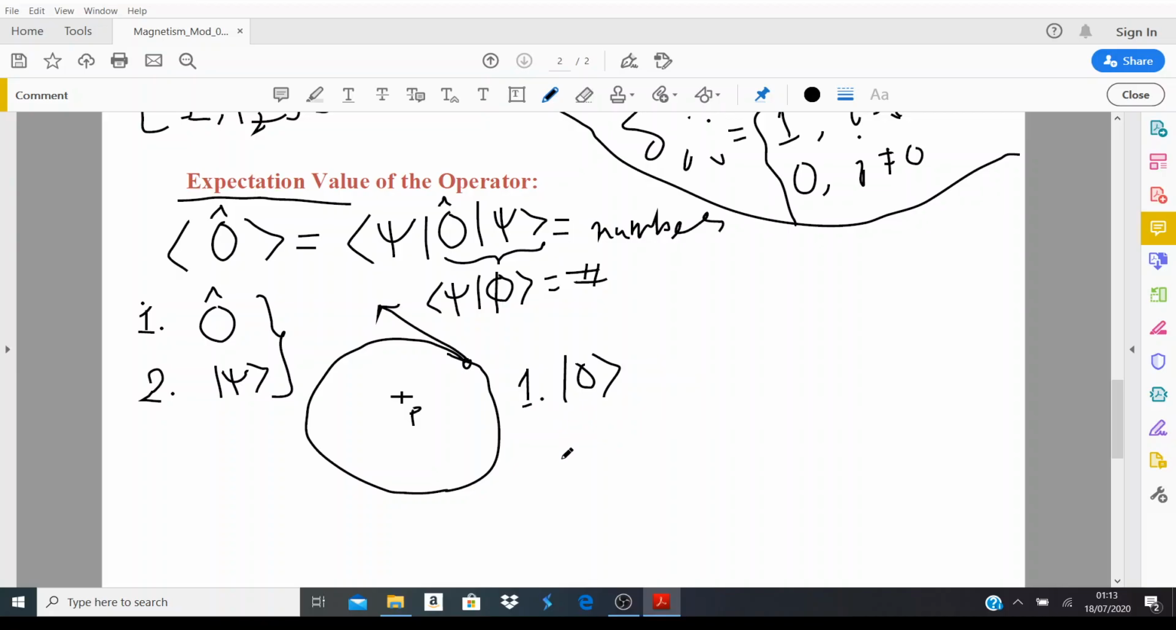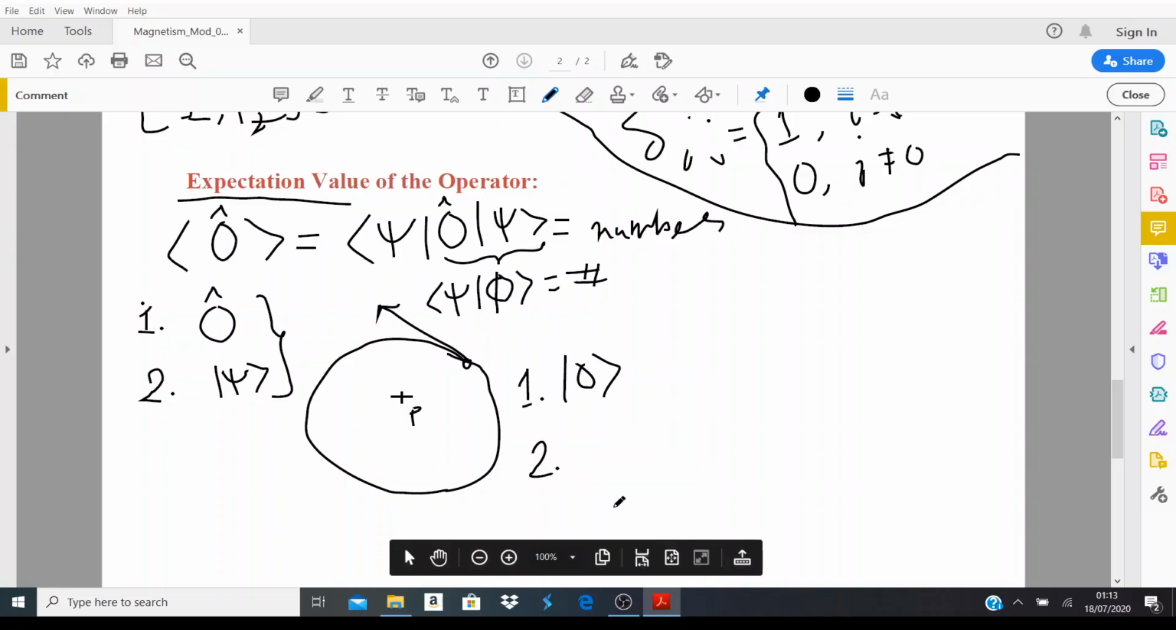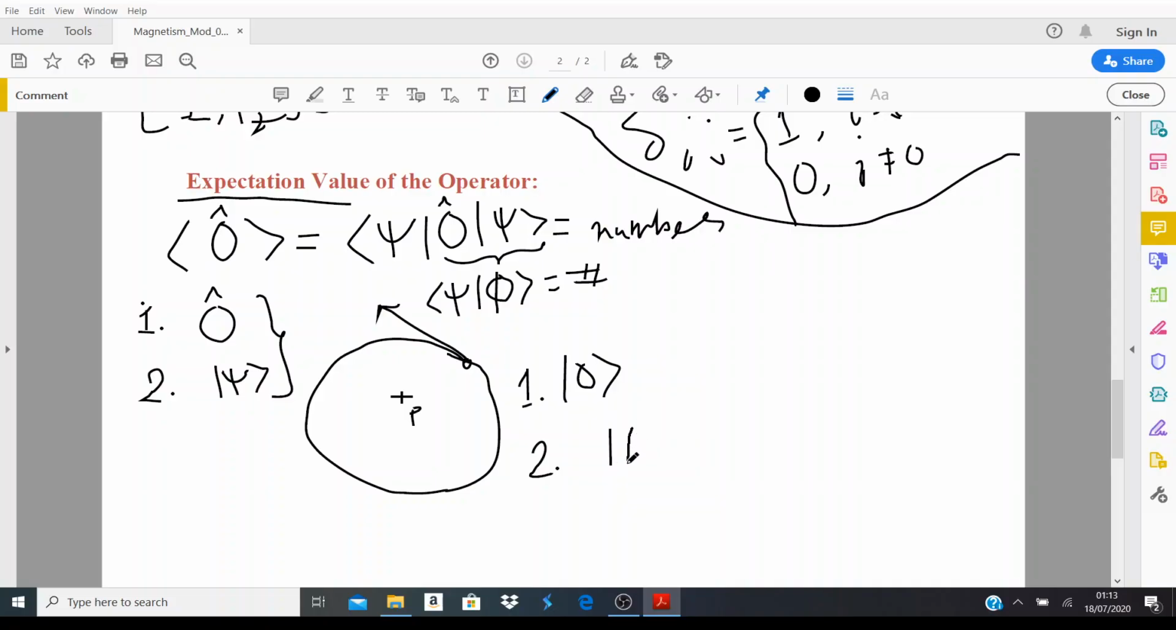Now the question to ask is, what do you want to calculate? Usually the most important thing, as I have mentioned before, is the energy of the system. And the corresponding operator for energy is usually known as the Hamiltonian operator, right? That's why usually you will be asked to calculate the expectation value of the Hamiltonian operator in the ground state.